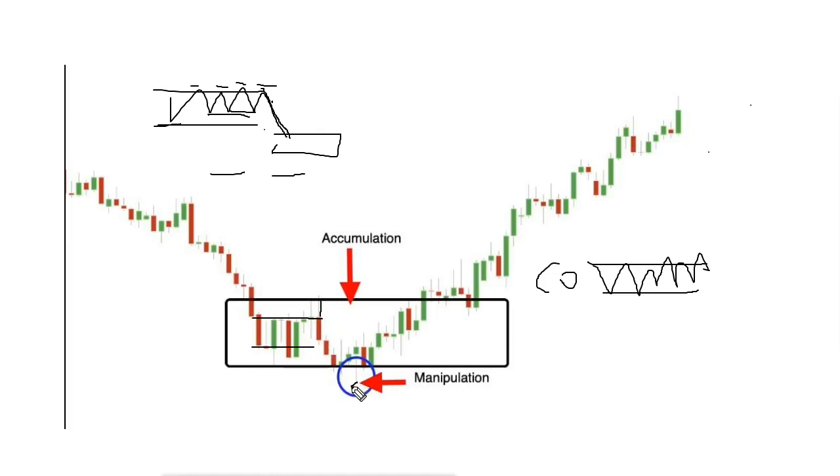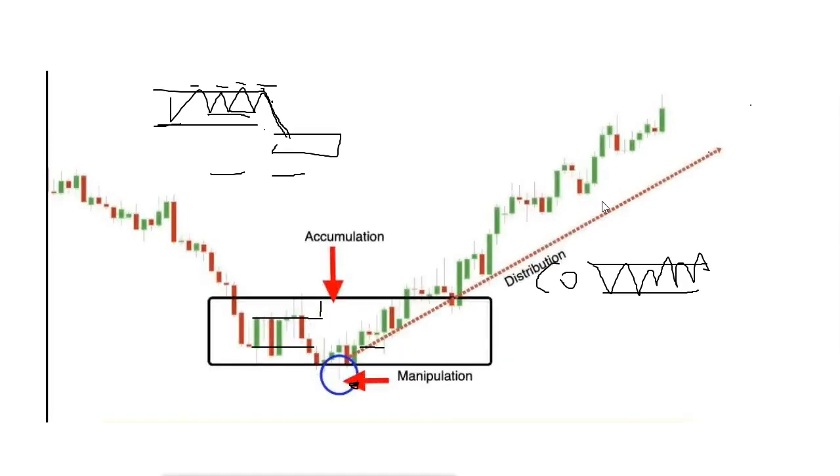Look at your manipulation here. This is your manipulation, right? You can see that after they did this, they closed back inside the range. Your entry is going to be after this order block here. Once they close above it, this is your manipulation. And after the manipulation phase, we have the distribution phase.